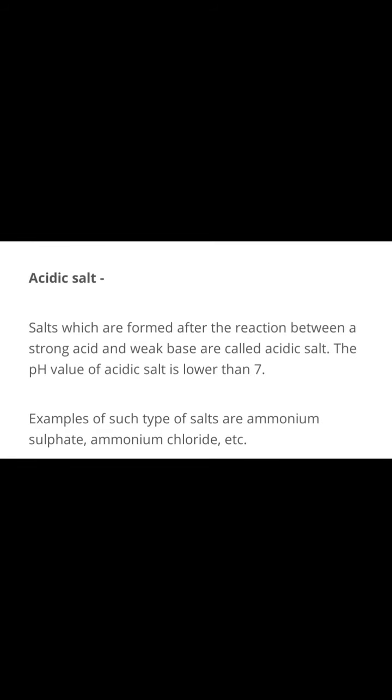Now, acidic salts. Salts which are formed after the reaction between a strong acid and a weak base. Here the acid is strong, that is why the salt formed will be acidic. And of course, the acidic salts will be having pH values less than 7. For example, ammonium sulfate, ammonium chloride, etc.